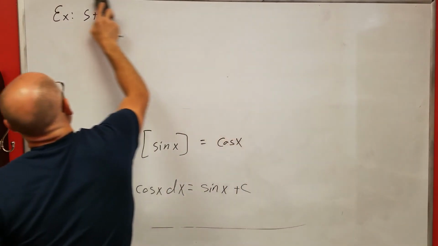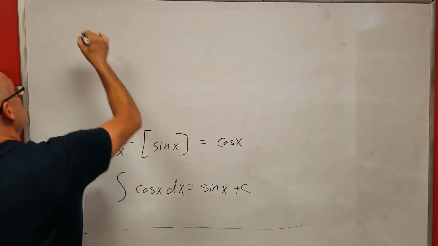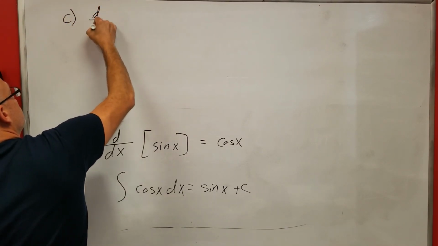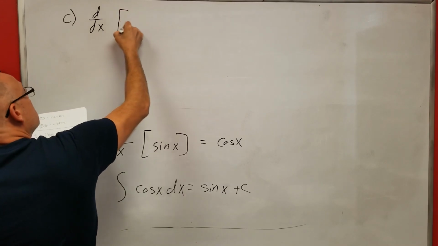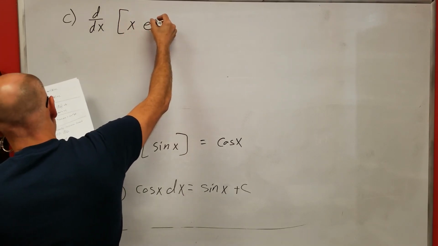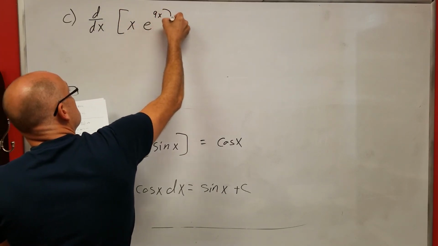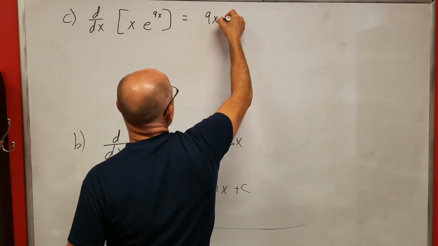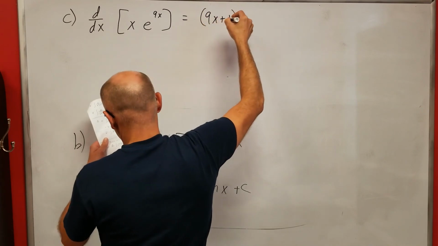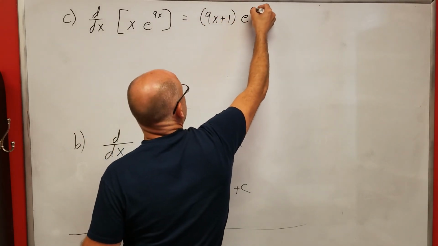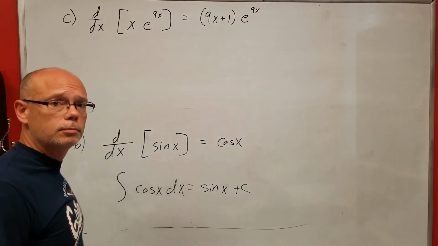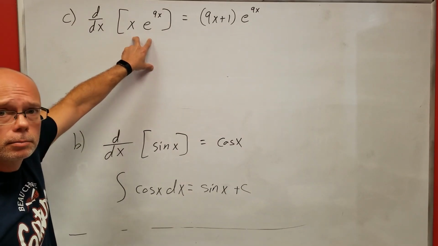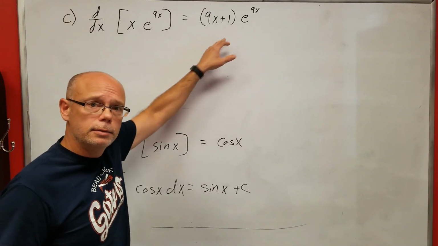This now is part B from your notes. I'm going to call it C here since I inserted another problem actually. They have this: the derivative with respect to x of x times e to the 9x, and they say that's (9x plus 1) times e to the 9x. So what happens if I take the derivative of this part? I get the right-hand side, right?